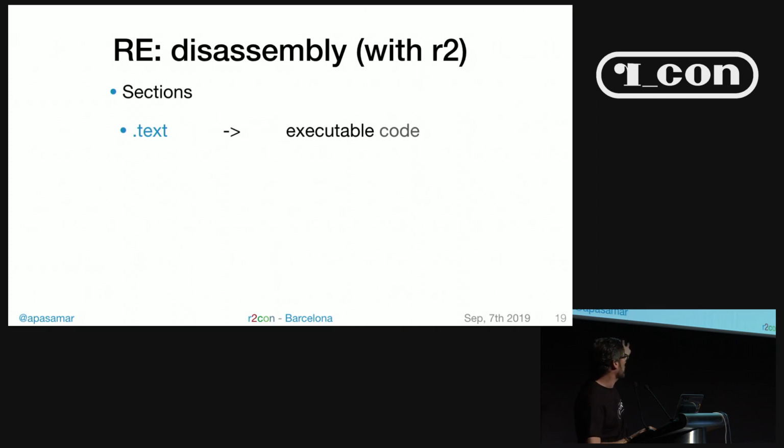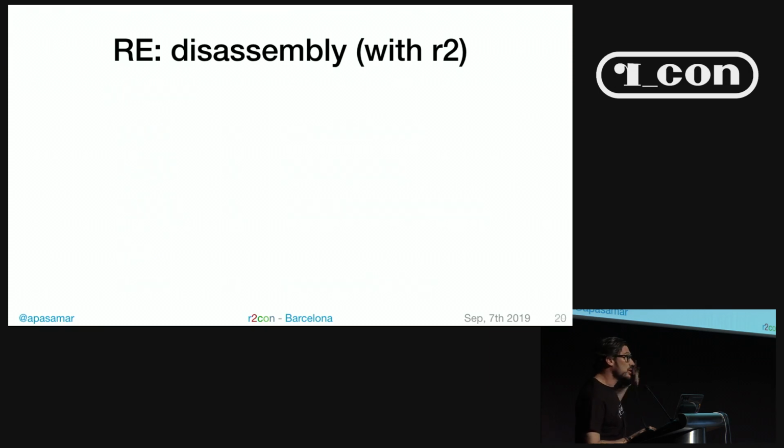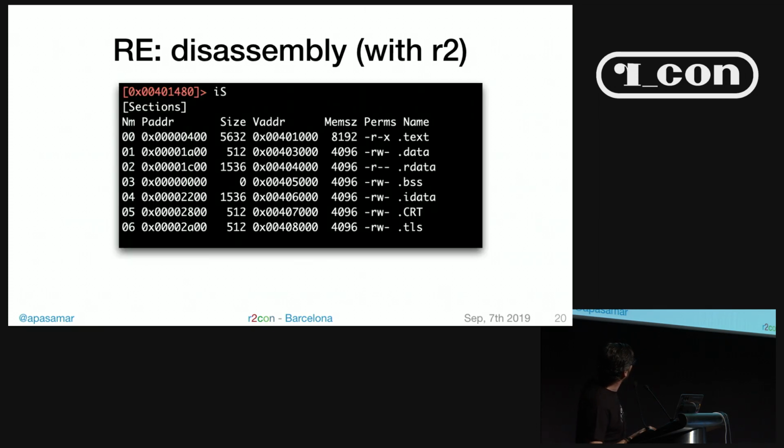Sections, very important. Text section, executable code; .data, initialized data; .rdata, read-only initialized data; and the resource directory, where you can find images, icons, and maybe another executable embedded or something like that. Okay, important to take into account, we can check sections in Radare. And very important to see that there are permissions of each section.